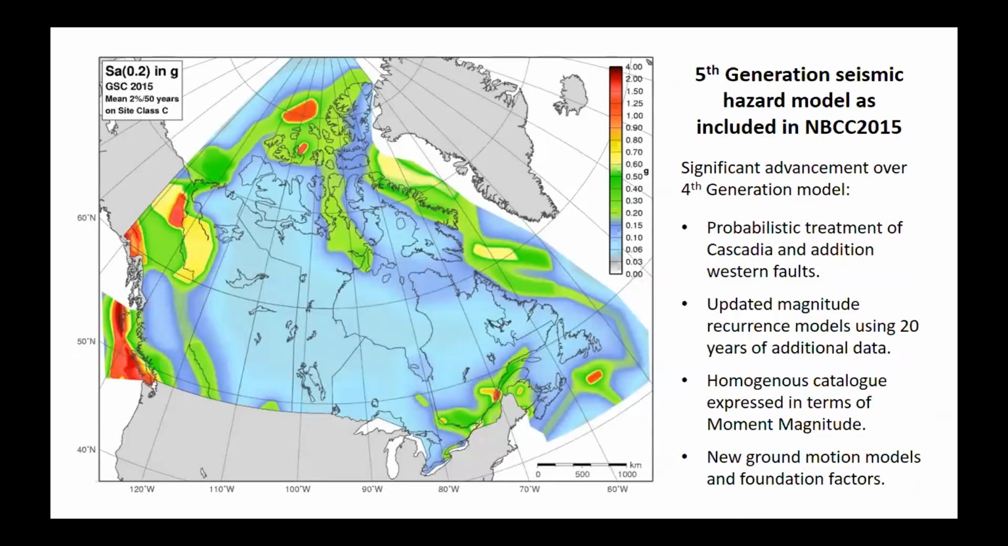So in the 5th generation model, there were a lot of advancements over the 4th generation. I won't spend too much time on this, but effectively we added a probabilistic treatment of Cascadia earthquakes, which wasn't there. We added more data in terms of where earthquakes are occurring. We homogenized the catalog in terms of moment magnitude, and then we had new ground motion models and foundation factors.